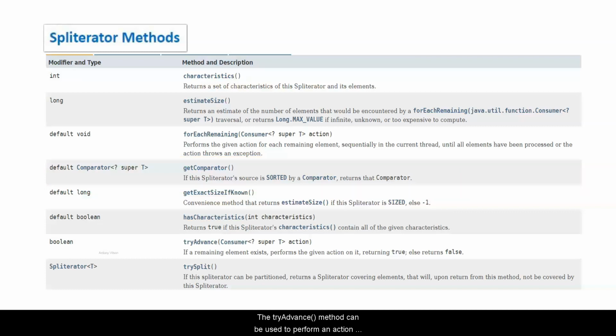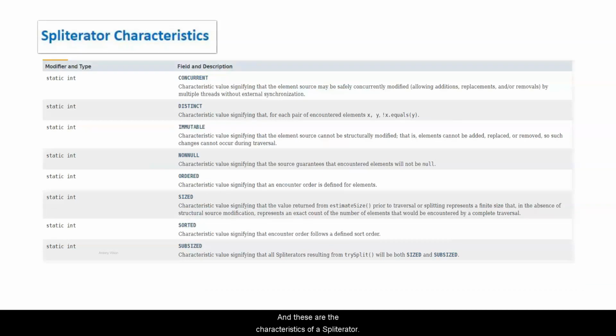The tryAdvance method can be used to perform an action on the remaining element if it exists. It returns true if the element exists, or false. trySplit can be used to partition a collection if the Spliterator can be partitioned. The forEachRemaining method can be used to perform an action on the current element returned by the iterator. And these are the characteristics of a Spliterator.